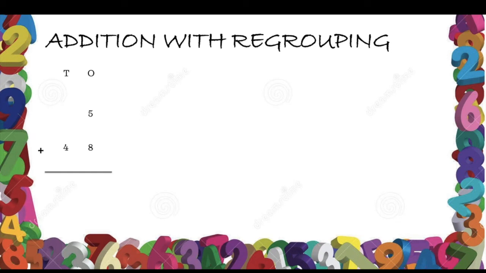So in 13, we will be putting 3 here and the remaining 1, that is 10 ones, has been carried over to the tens place. So 4 plus 1, 4 plus 1 is 5. So the answer is 53. Next sum. We have tens place and ones place. In ones place we have 9 and 4. In tens place we have 2 and 5.